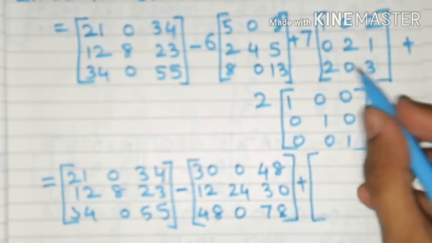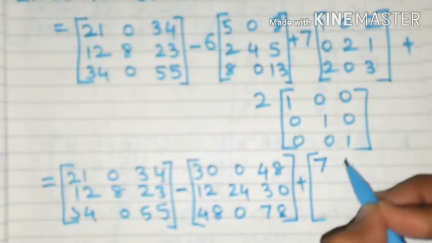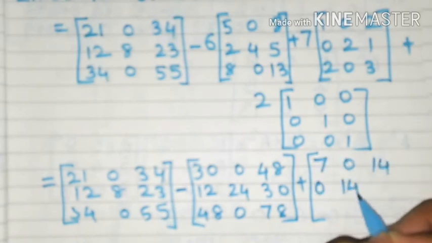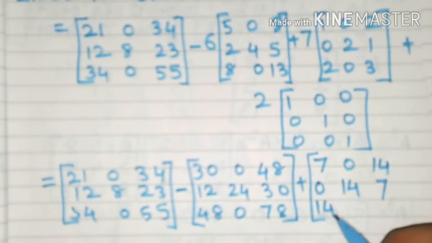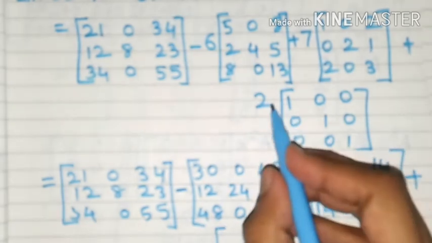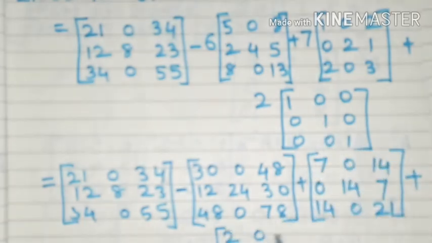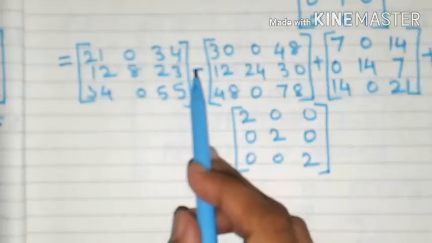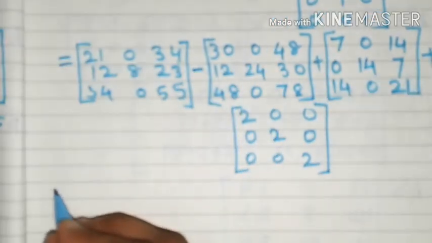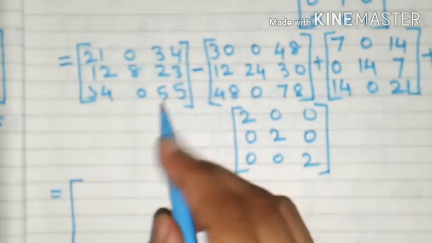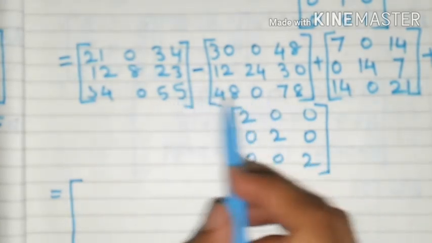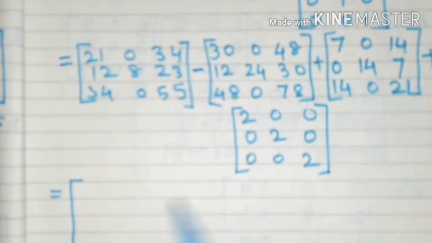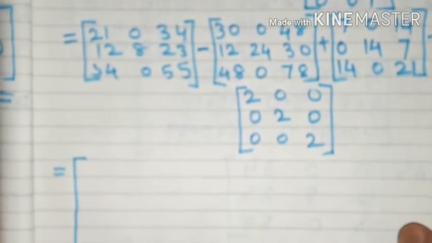Again, let us multiply this matrix by 7. We will get 7, 0, 14. Let's be very careful when we are doing this. 14, 0 and 21 plus this matrix again we have to multiply by 2: 2, 0, 0, 0, 2, 0, 0, 0, 2. If you see, this is just addition and subtraction of matrix. So we can club it in one step. Or if you want, you can take two matrices at a time and do it. What I'll do here is, I will just tell you how to do it in one single step so that it is easy for you.